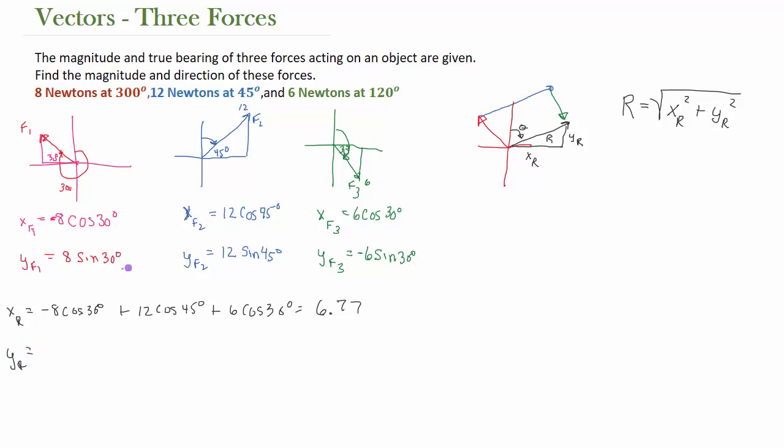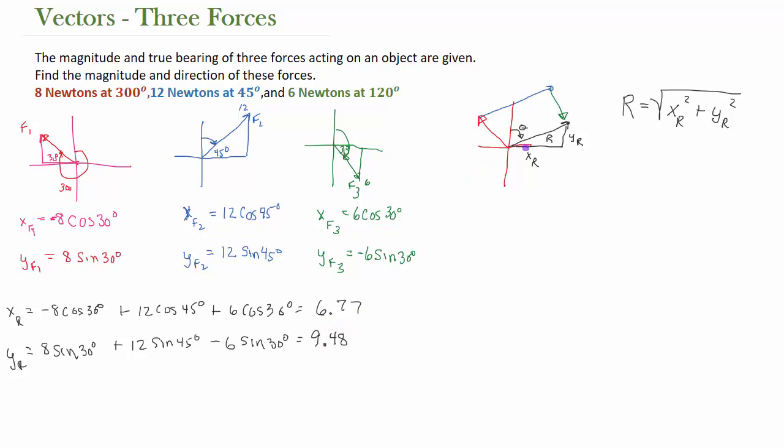Now, let's take a look at our y resultant. We're going to add those up, all of our y's now. 8 sine of 30 degrees plus 12 sine of 45 degrees minus 6 sine of 30 degrees. And again, we can go ahead and plug that into our calculator, and when we do that, we get 9.48. So the resultant of adding all these forces up means we're going to go in the positive direction, 6.77, and in the positive direction for y, 9.48.